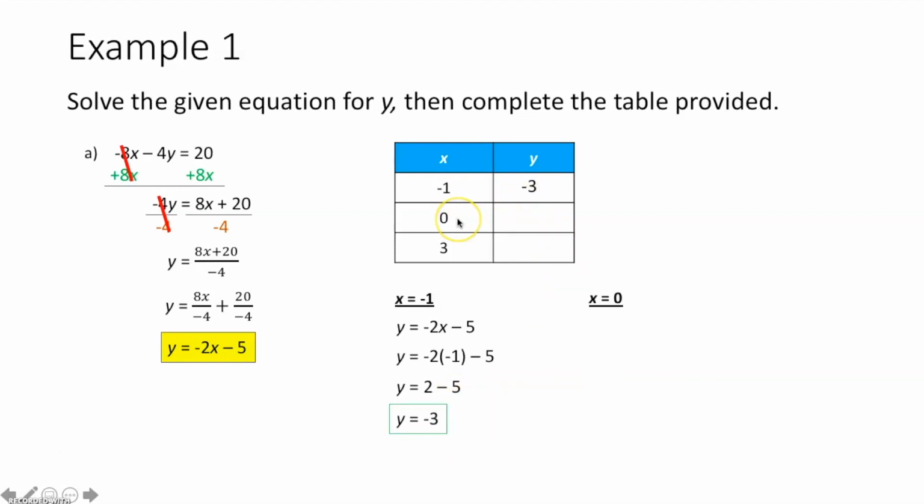What about when x is equal to 0? I take my equation that I just found. I plug in 0 for x, and now I solve for y. So what is negative 2 times 0? That's going to be 0. 0 minus 5 is negative 5.